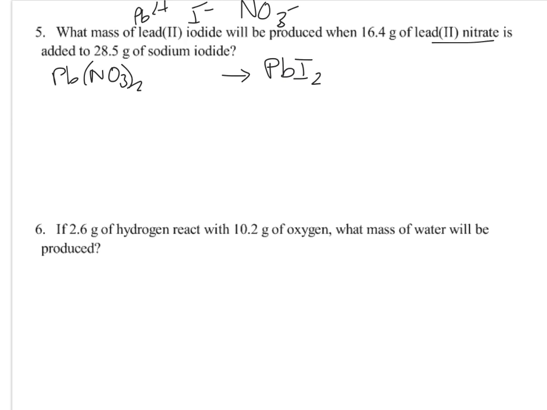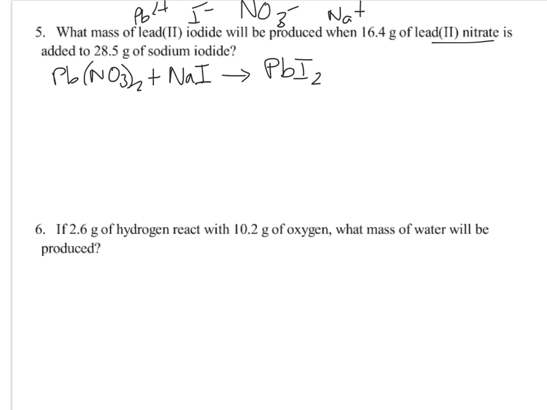So lead(II) nitrate is added to sodium iodide. So Na+ with I-, and so that would be NaI. Now it stops. That's all it says. But you guys are expert chemists. You know that can't be it, because where's the nitrogen? Where's the oxygen? They can't just disappear from the reaction.